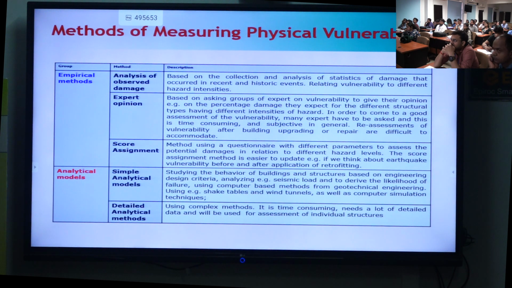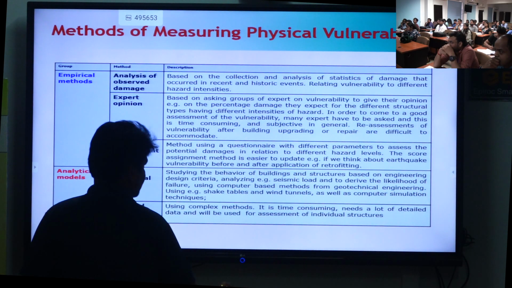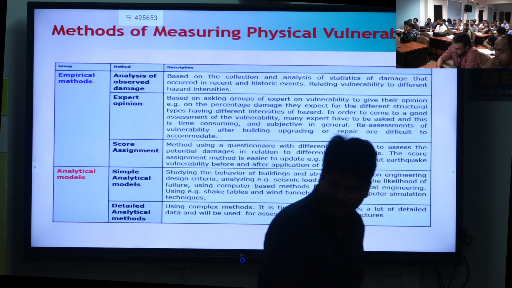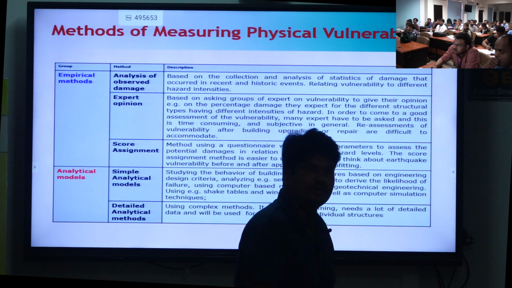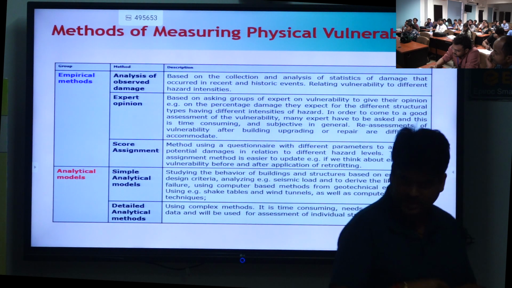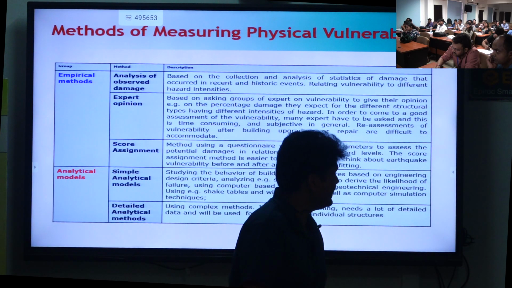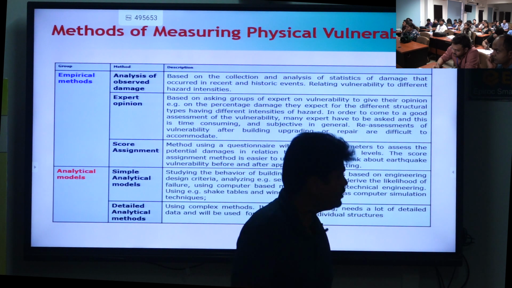Okay, 2 types of methods. Then what are the methods for measuring the vulnerability? 2 types. One is called the empirical method, another one is the analytical method. Empirical methods also can be of many types. One is analysis of observed damage. Okay, historical events, whatever damage has happened. Based on that you prepare the data. That is how you calculate the empirical-based method. Expert opinion: you bring people, ask them to give their feedback, and you build up your physical vulnerability.